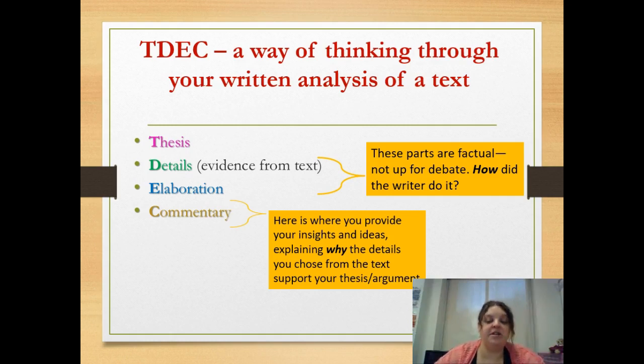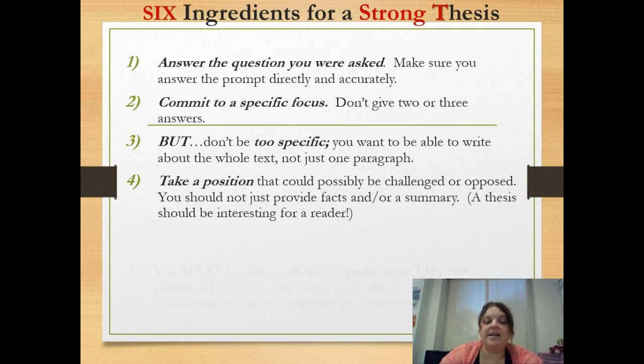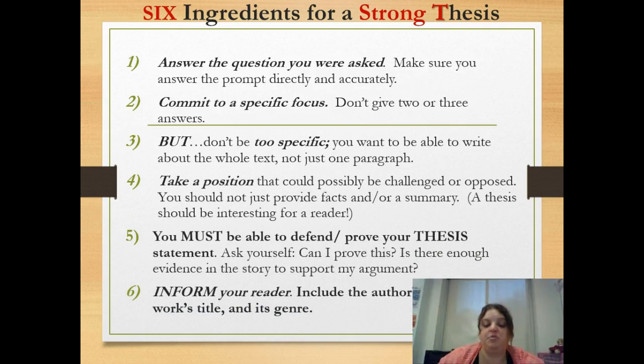Your elaboration is just a fancy way to say you're explaining your evidence. Why does that evidence work? Why does that evidence fit? And then ultimately your commentary. Your commentary is different from your elaboration because your commentary is where you explain your ideas. Why do the details you chose support the text? Why do these ideas support your thesis and argument? How do they do it? Okay. So these are the 6 things you need for a thesis statement to be strong.